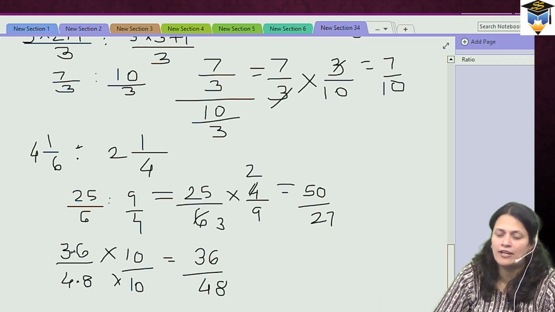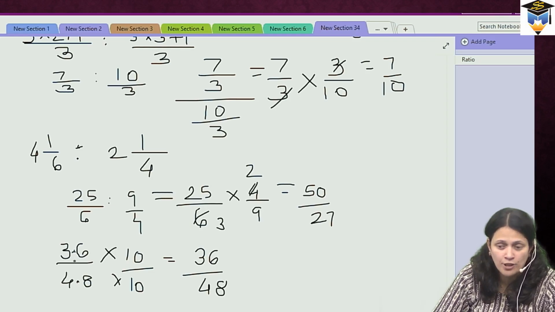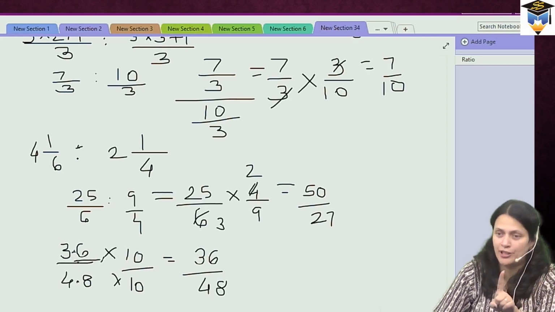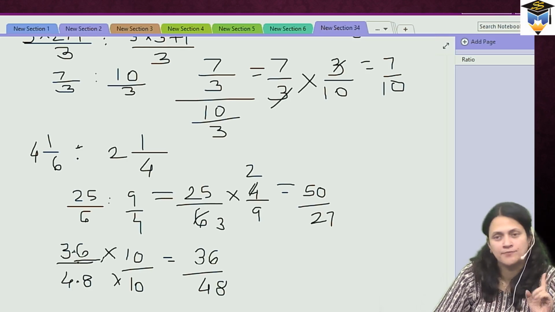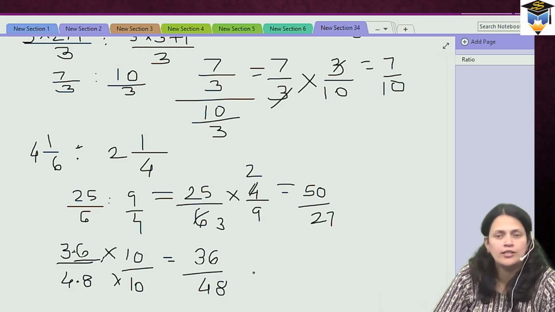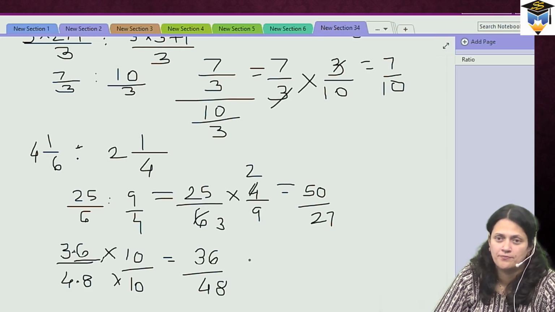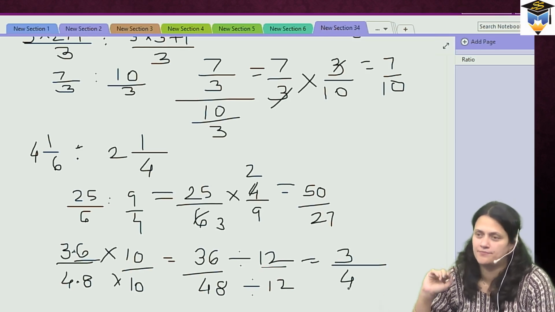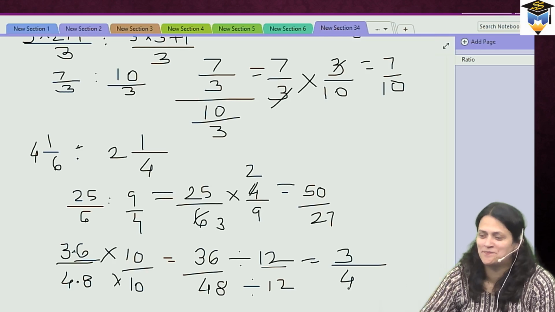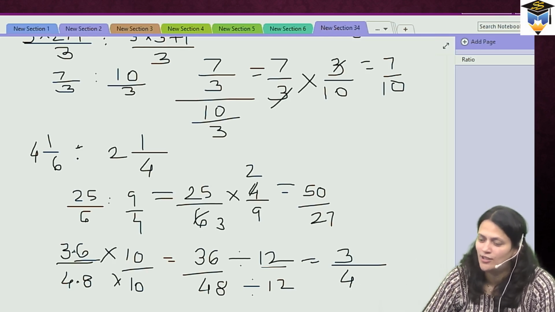Why we are multiplying by 10 depends upon this, because after the decimal point there is one digit. If after the decimal point there are two digits, then you will multiply by 100, and so on. Okay. So now 36 to 48, convert it to the lowest form. Correct? Easy? Okay.